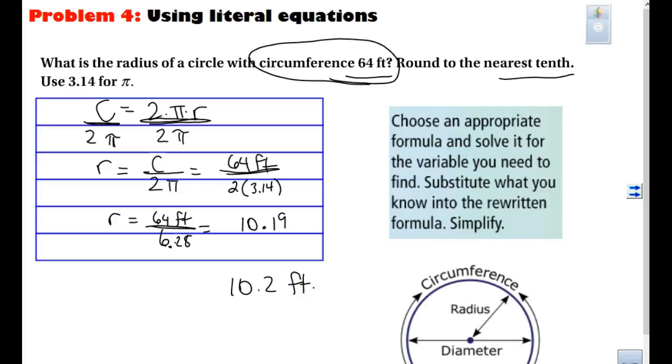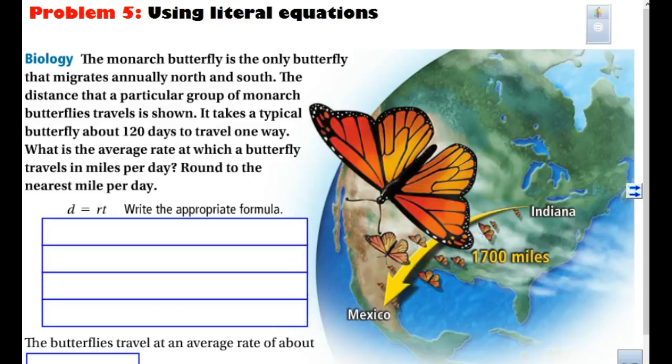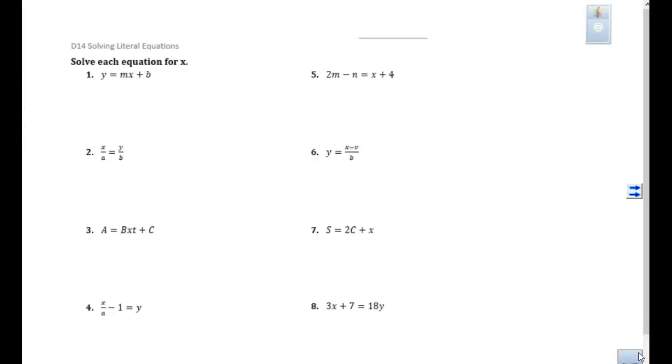We're not going to do that last one on the bottom. It's not a hard one to do, it's kind of interesting if you like butterflies and whatnot, and you're looking at where they travel to. I would like you to turn to D14 in your workbook.